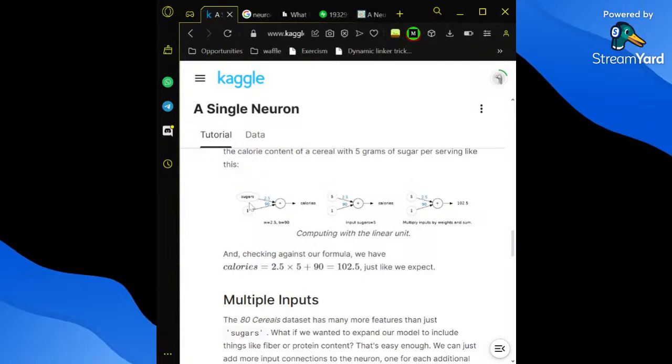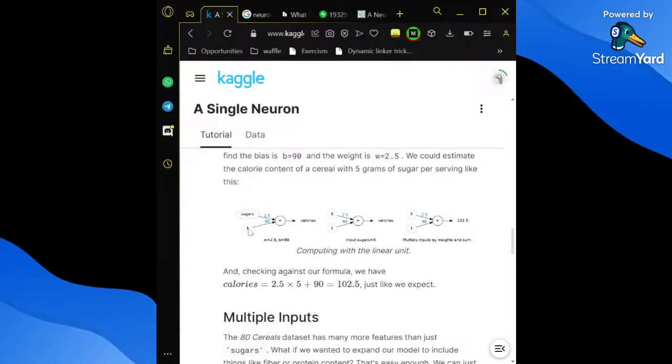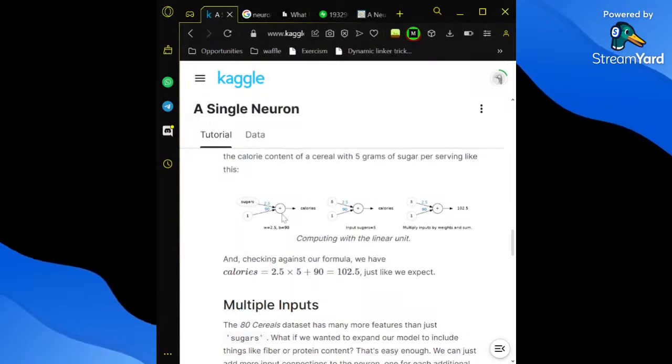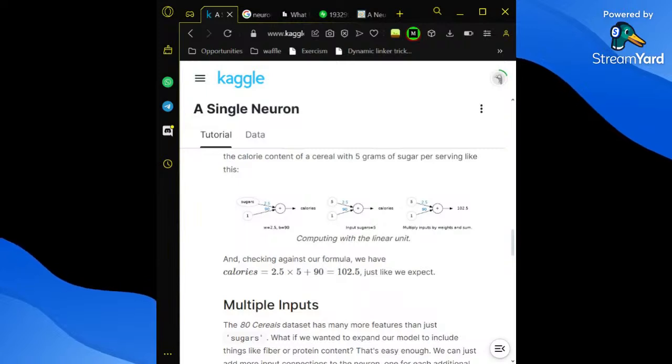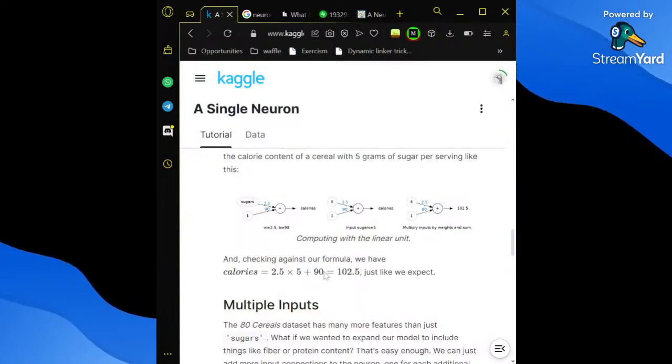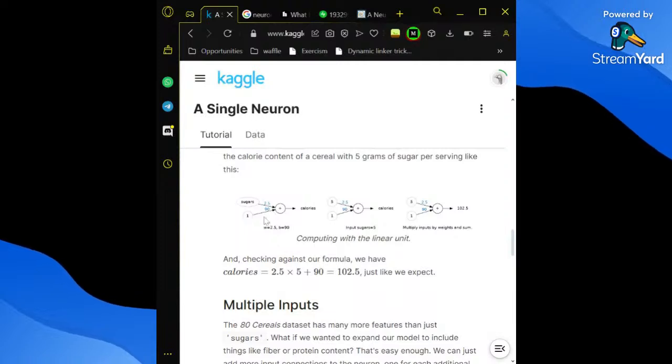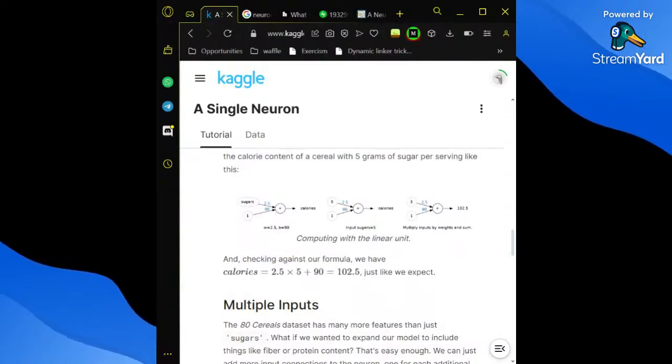For example, here the weight is 2.5 and the bias value is 90. The quantity of sugar is 5, like 5 grams of sugar, and I want to calculate how many calories it is. 2.5 into 5 plus 90 is 102.5. Well, but in actuality it might be something less. At that time these weights and bias will be updated so that I will have an accurate value for the calories.